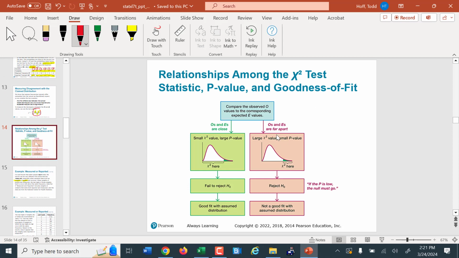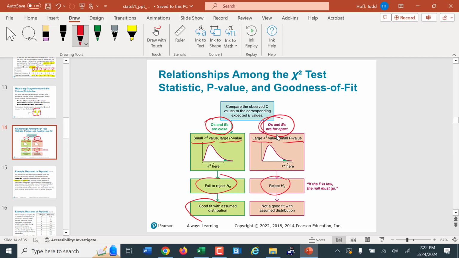So just a little bit of a graphic. This one's a little bit simplistic, but it's just saying if the observed values and the expected values are close to the same, we're going to have a large p-value and a small value of chi-squared, a small test statistic, which means we're most likely going to fail to reject. If the expected and the observed values are far apart, then we're going to have a large test statistic and a small p-value, and we're most likely going to end up rejecting it.